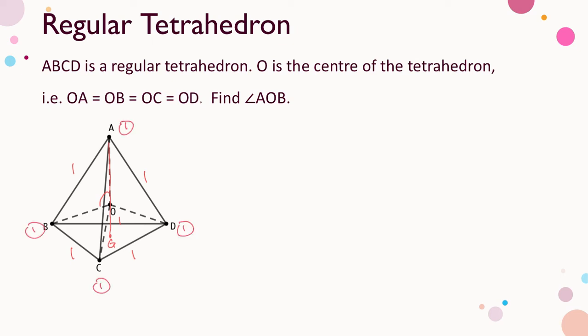Then the mass of the base triangle BCD at G is 3. Consider the line AOG. The mass at A is 1 and the mass at G is 3. Thus, AG to GO is 3 to 1. That is, AO equals 3 over 4 AG.